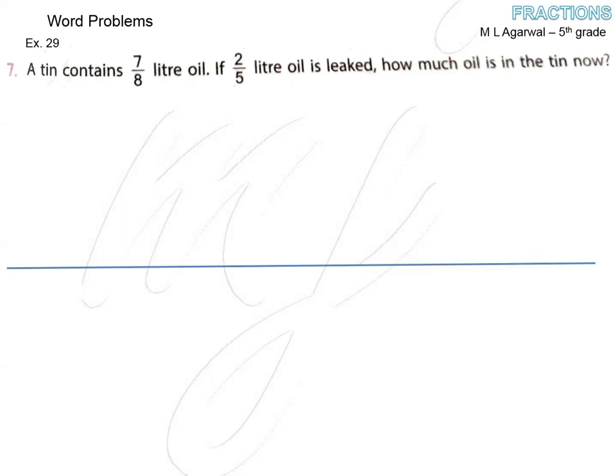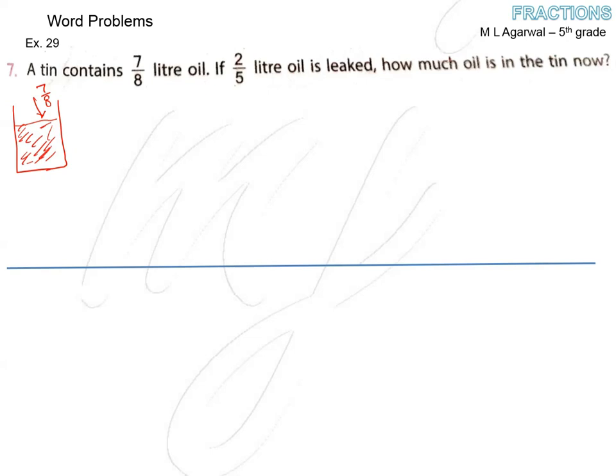Now a tin contains 7 upon 8 liters oil. Okay. So let us say that we have a tin and it has been filled up till here, and this portion is 7/8 liters. Okay, now they say that if 2/5 liter oil is leaked, what do you mean by leaked? Means there is a hole in the tin or whatever, so the oil gets leaked out. Okay, so 2/5 is leaked out.